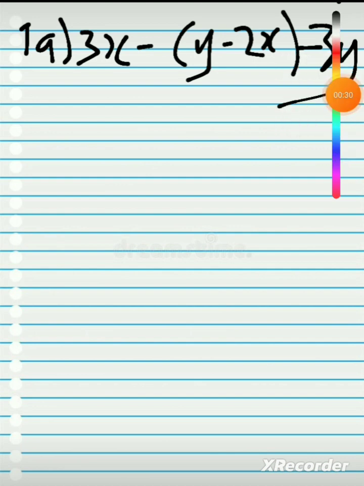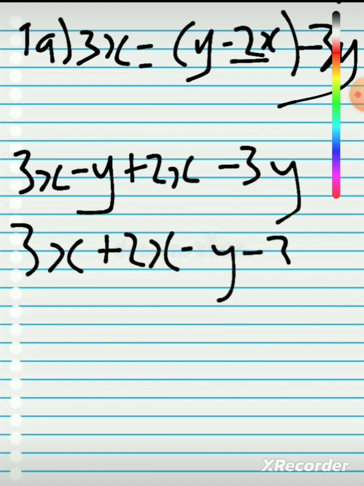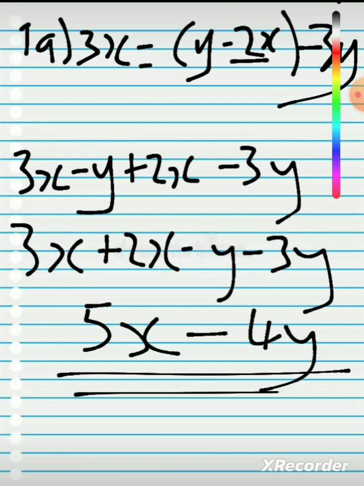Okay, so we can first get rid of the brackets. This negative, we multiply it with everything inside, so it will become 3x, negative y, negative times negative 2x is positive 2x, negative 3y at the end. So we can put like terms together: 3x plus 2x is 5x, negative y negative 3y is negative 4y. So this is the answer.